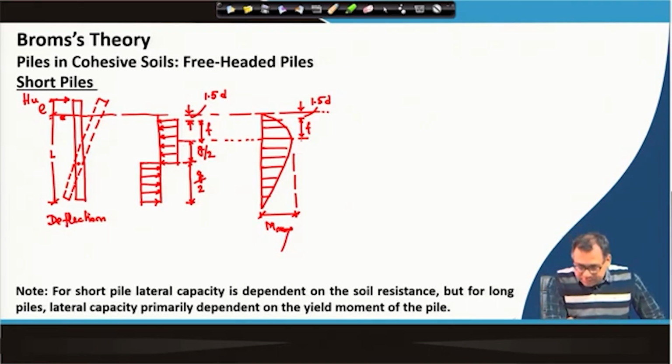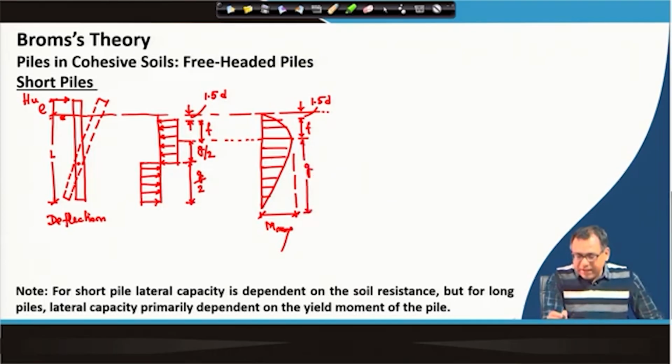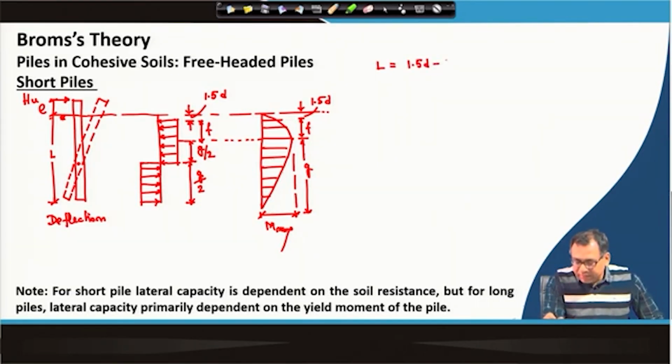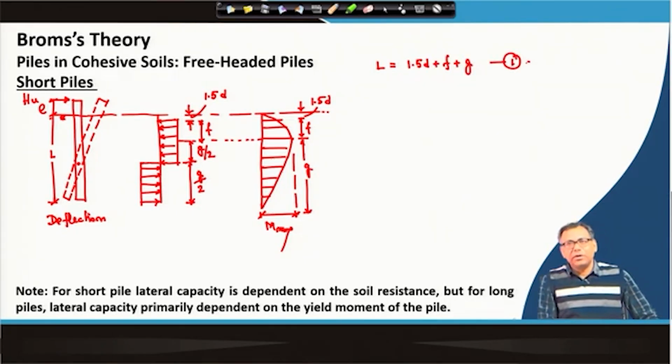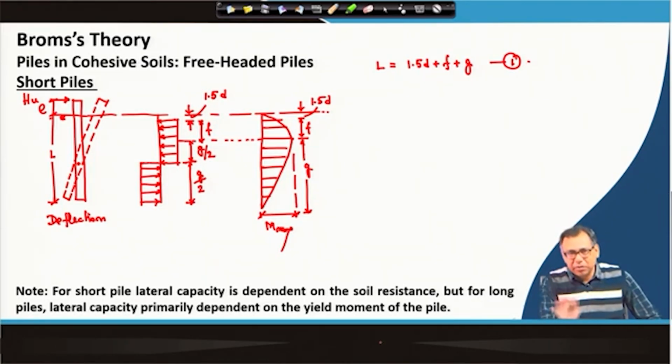Okay, so, I can write this distance as g. So, the total length of the pile, L, I can represent as equal to 1.5d plus f plus g. So, this is an equation. The total length is 1.5d, up to which there will be no soil reaction, then plus f, at which point there will be a maximum bending moment, then plus g is the rest of the portion. So, total L I can write as 1.5d plus f plus g.